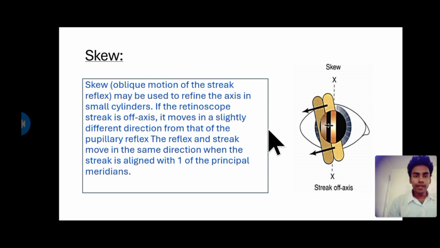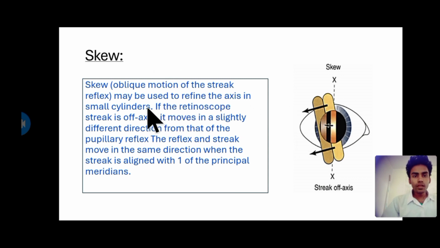But in an astigmatic case, suppose you move the retinoscope in this direction, and the retinal reflex, the reflex on the eye, moves in somewhat another direction, oblique to the movement of the retinoscopic reflex, not parallel. So that is the skew movement. Here the retinoscopic reflex is moving downward, but these are moving horizontally, there is no downward movement here. So this is the skew movement.